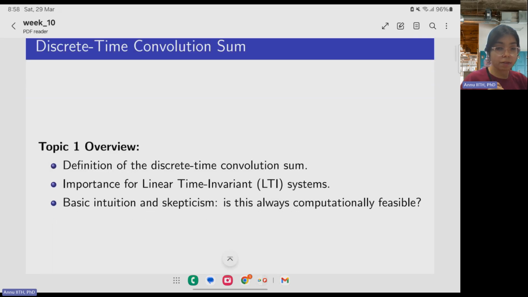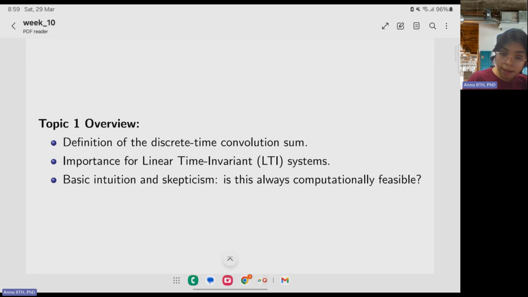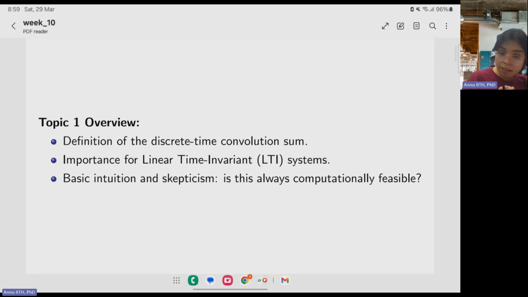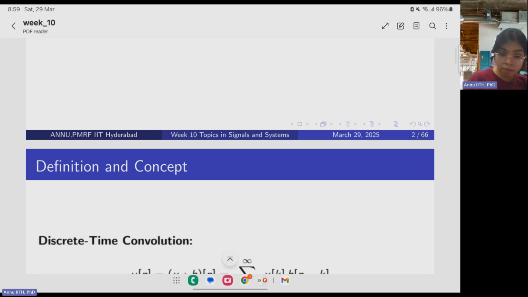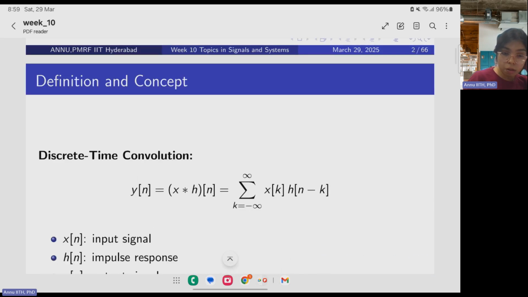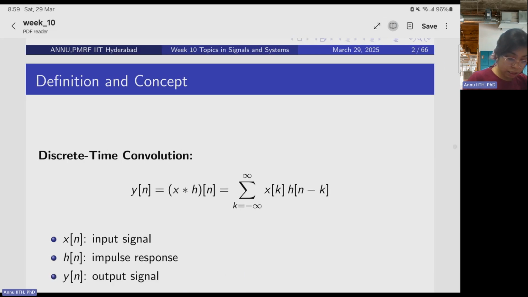The definition of what a discrete time convolution sum is, and its importance for linear time invariant systems, which we have already seen many times, and a basic intuition and skepticism. Like, is this always computationally feasible? What do you think?